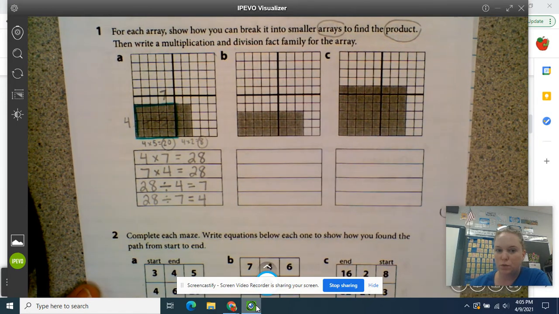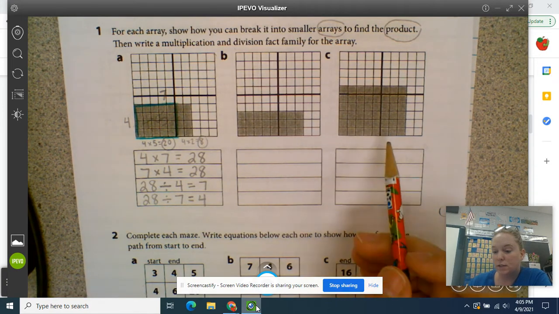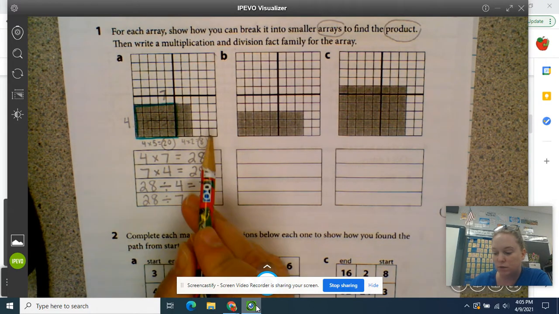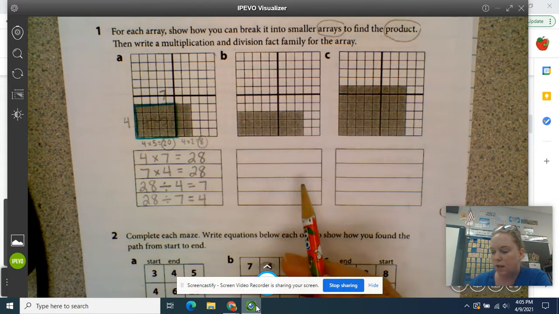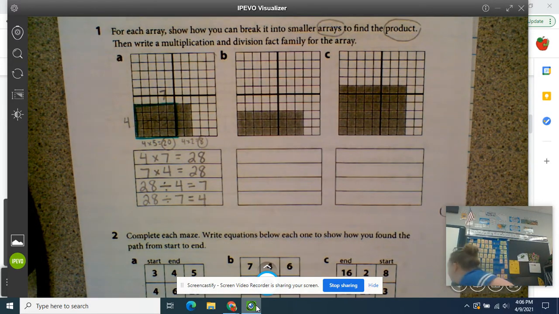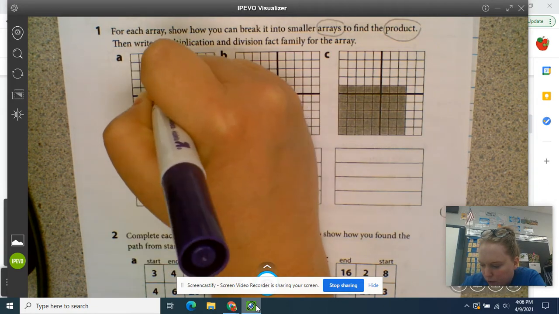Now your job is to do that same thing with the next 2 arrays. So take a second, pause this video, and maybe even go back if you need to look at how I did this first one again, and then do the other 2. I'm going to give you a second to do that. Okay, if you're not ready to move on, then pause the video and finish up before you move on.